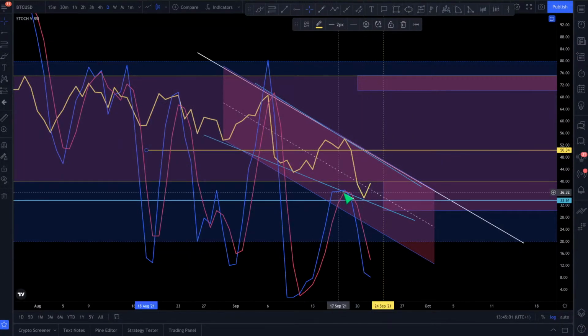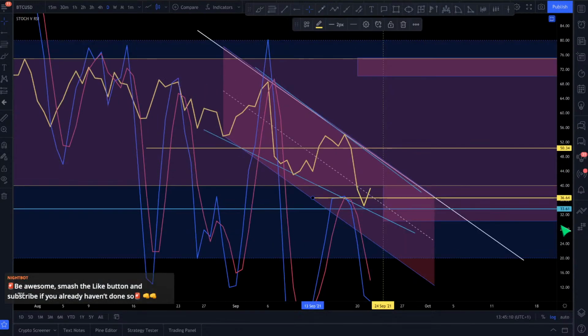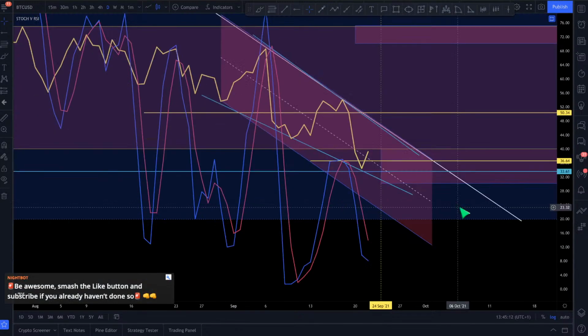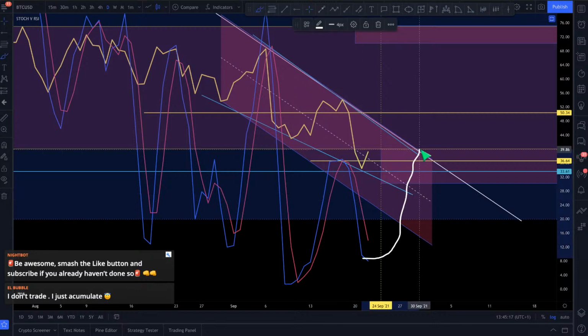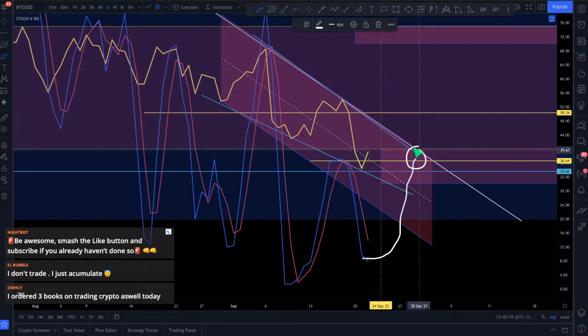So on the Stochastic RSI, we've got this little neckline here. What we need is this particular blue line here to come all the way up and break above this. As long as it does this, this is it. And here, as I said, this is a channel. We just got to break the channel and come up here and break this neckline. And that's it. We're back off to the races.